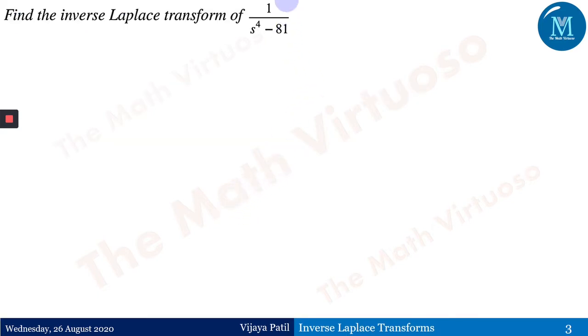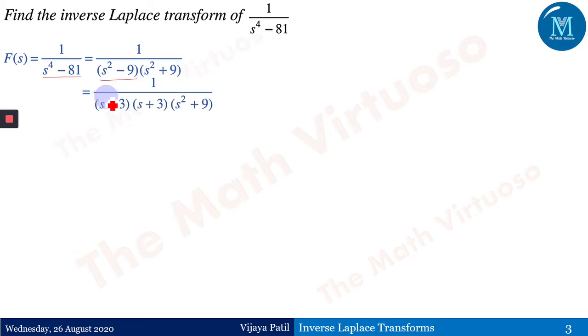Let us go for the example 1 upon s to the power 4 minus 81. If you want to find the inverse Laplace transform of this function, then F of s is 1 upon s to the power 4 minus 81, which is a square minus b square, and which is factorized as a minus b into a plus b, because here a square is s to the power 4 and b square is 81. Again, if you observe, this s square minus 9 can also be factorized as 1 upon s minus 3 into s plus 3 into s square plus 9. So that means we have 3 factors in the denominator.